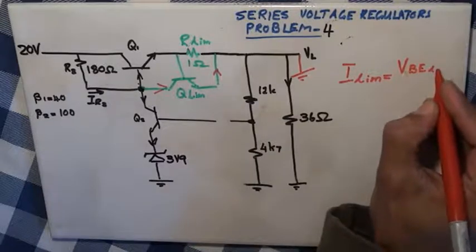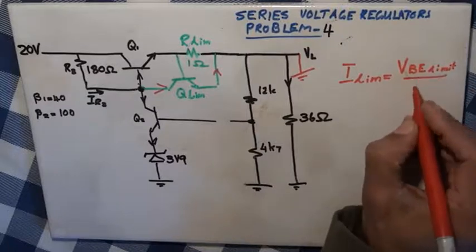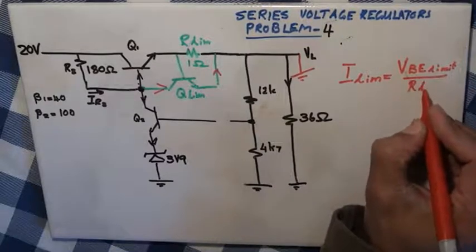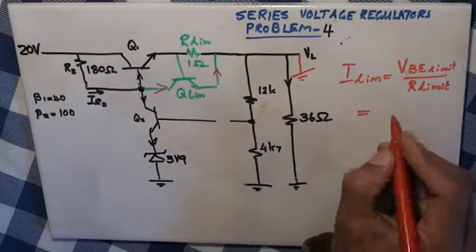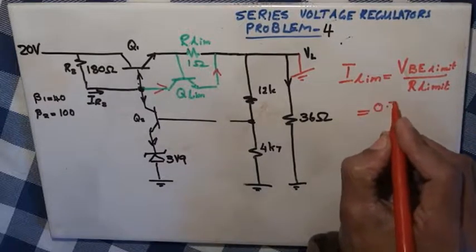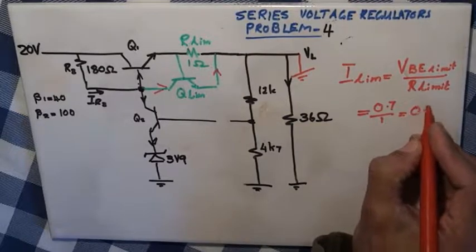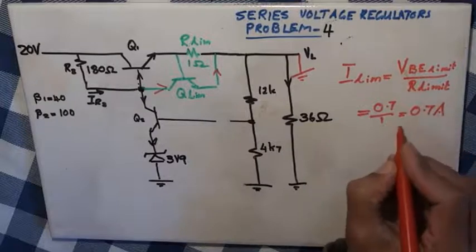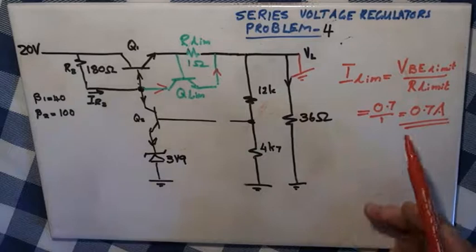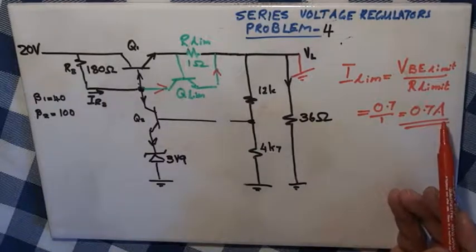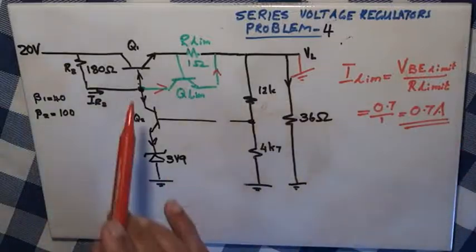I limit is VBE of Q limit divided by R limit. Therefore I limit is 0.7 A. So for this circuit, if there is a short circuit, 0.7 ampere is going to conduct, nothing more. This is going to protect your Q1.